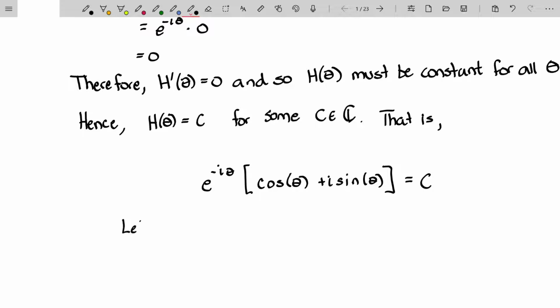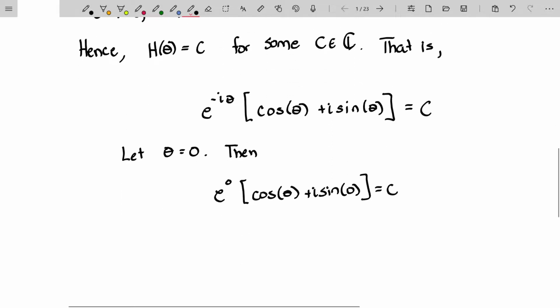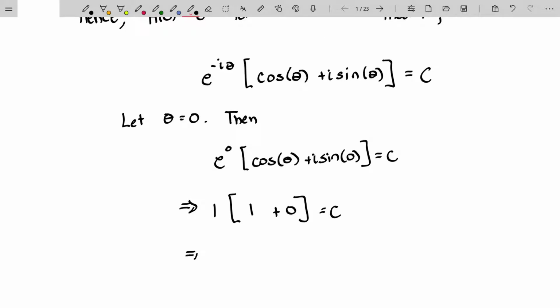Specifically, I'm going to let theta equal 0. Again, you could let theta equal any angle you want. You'll get the same result, but theta equals 0 mathematically for us by hand will give a nice result. Then the following must be true. e to the 0th times cosine of 0 plus i sine of 0 must equal C. That is 1 times 1 plus 0 must equal C, or that is C must equal 1.